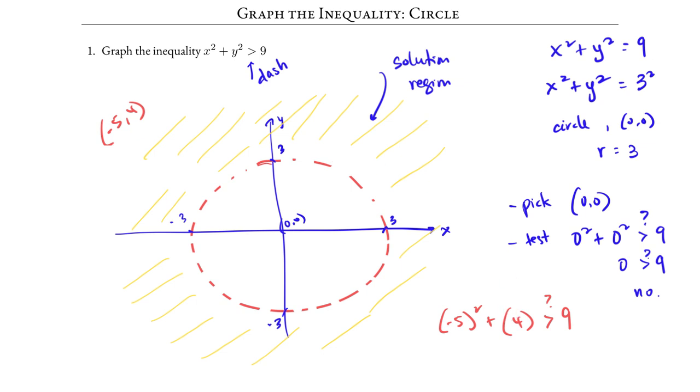-5, the quantity squared, is 25, plus 4 squared is 16. Is it greater than 9? 25 plus 16 is 41, and 41 is clearly greater than 9. And so the point -5, 4 is in the solution region. And again, that point is outside of the circle. That is why we shade the region, everything outside of the circle.